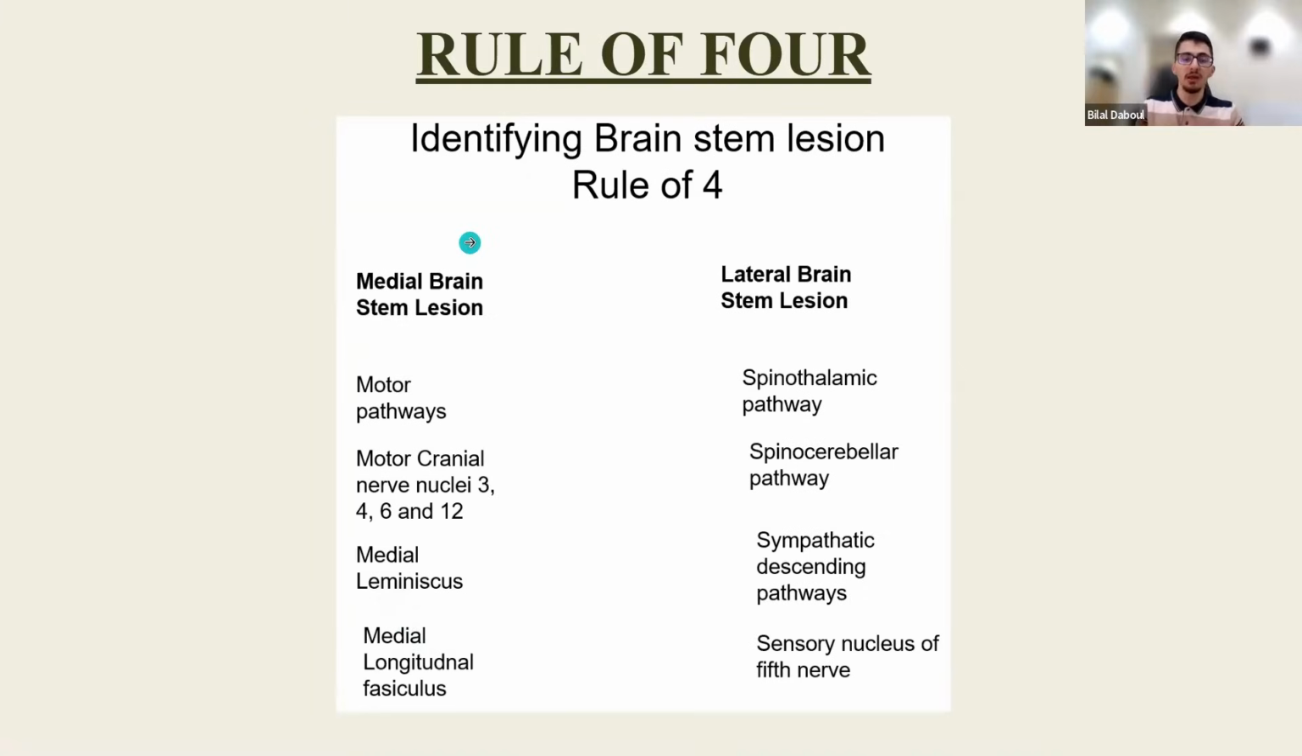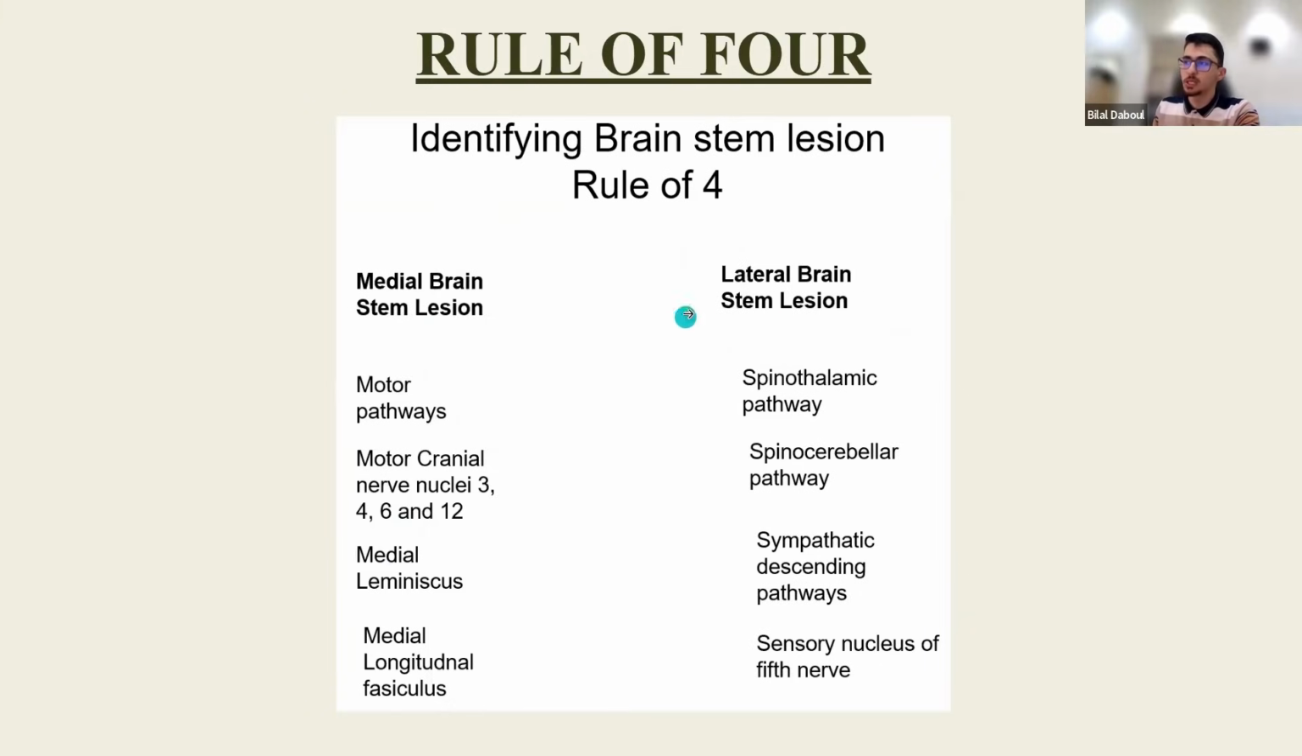So when it comes to the medial brainstem, we have 4 M structures. We have the motor pathways, namely the corticospinal tract. We have the motor cranial nerve nuclei, including the oculomotor, the trochlear, the abducens nuclei, and also the hypoglossal nucleus. We have the medial lemniscus, which corresponds to the dorsal column medial lemniscal tract. And we have the MLF, the medial longitudinal fasciculus. You can use this to localize the lesion to either medial brainstem or lateral brainstem.